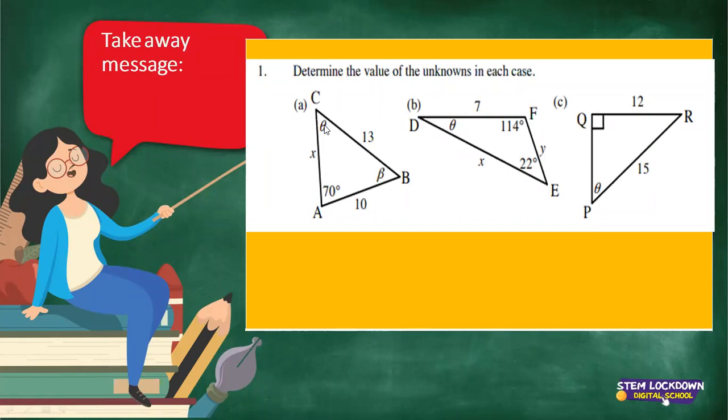And then from there, you can find our theta by cross multiplying, and then find the sine inverse. Once we get our theta, then you can find our beta.